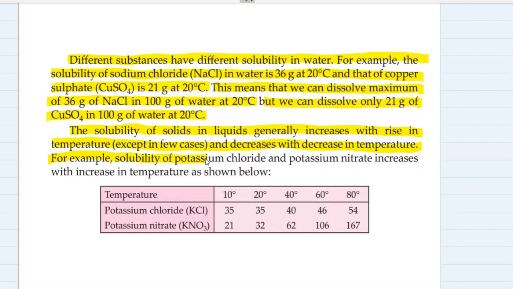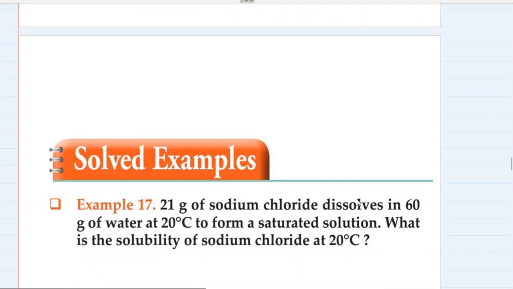For example, solubility of potassium chloride and potassium nitrate increases with increase in temperature. See, at 10 degrees Celsius in 100 grams of water, 35 grams of potassium chloride can be dissolved, and 21 grams of potassium nitrate can be dissolved. Now, as the temperature goes on increasing, the amount of solute, that is potassium chloride and potassium nitrate, which can be dissolved in a given solution also increases, right? So solubility, you can say, increases.